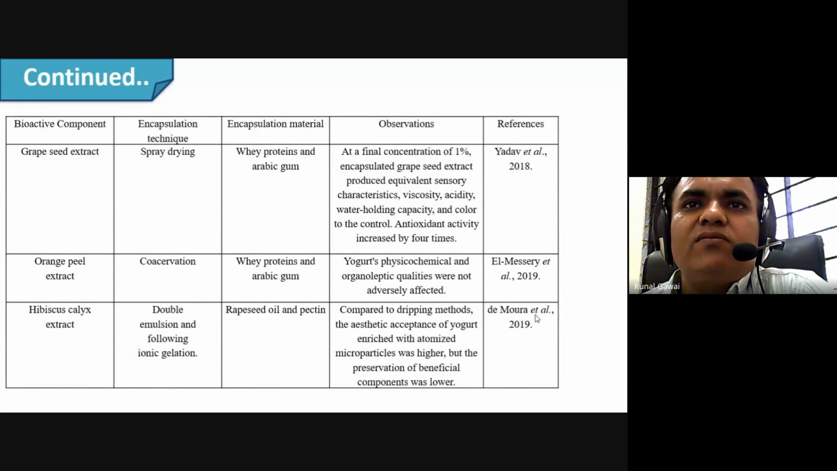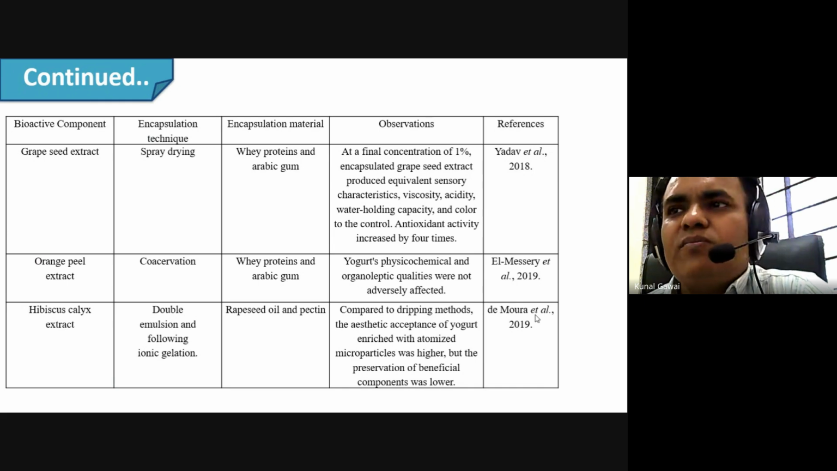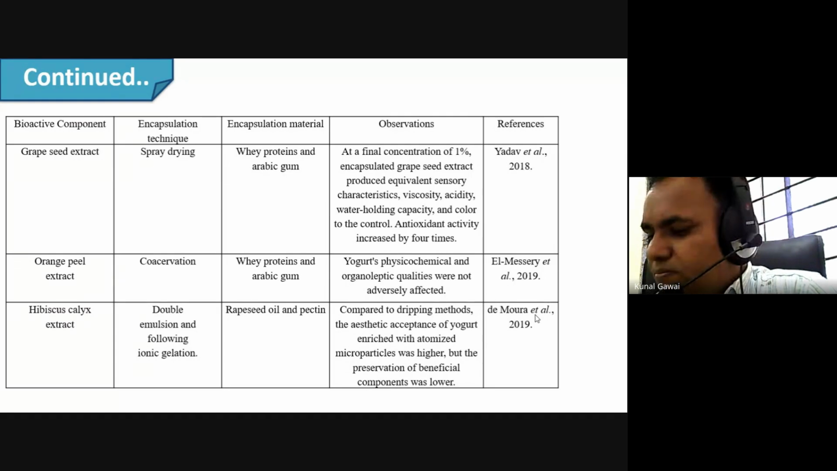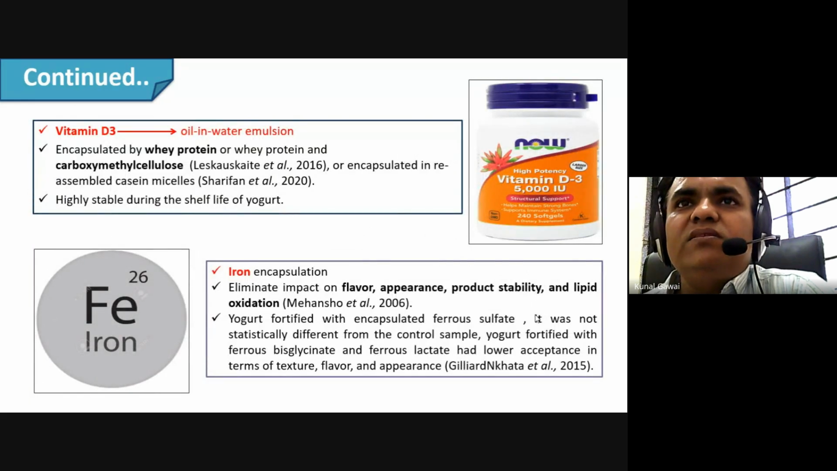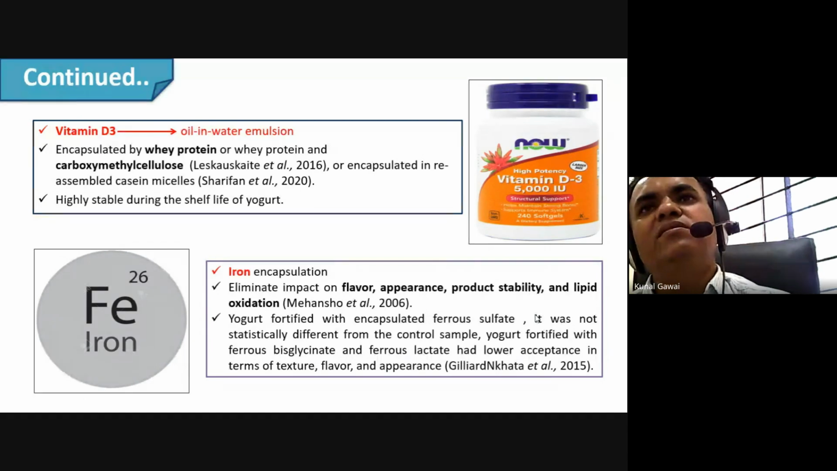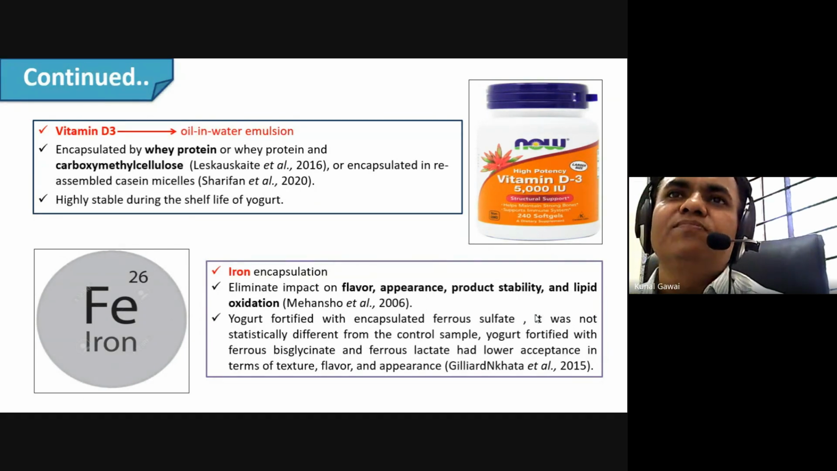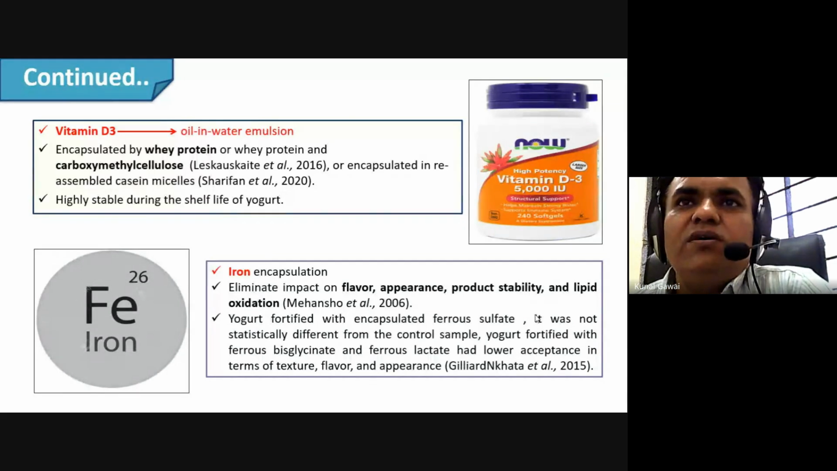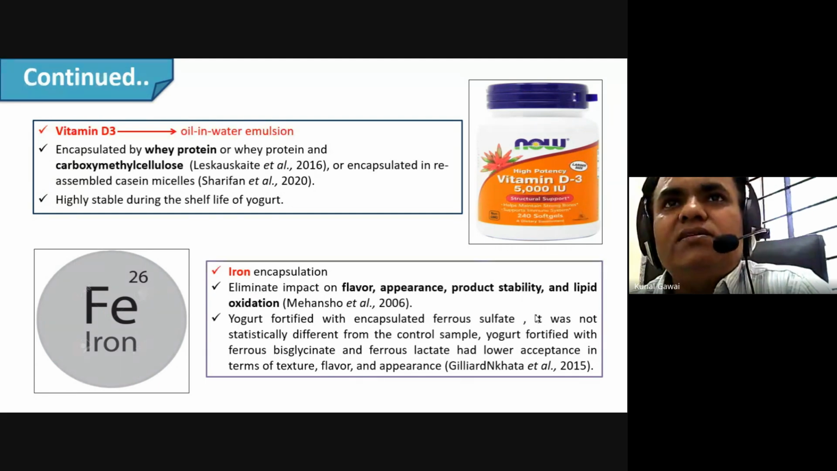Grapeseed extract, orange peel extract, hibiscus extract. Many studies have been done related to yogurt by applying various techniques. In some conditions, vitamin D3 is also encapsulated by whey protein, by carboxymethyl cellulose, or in reassembled casein micelles. When we want to fortify yogurt, this will give higher stability. Why? Because yogurt is already an acidic product, and this vitamin D3 will reach the consumer in an intact form.